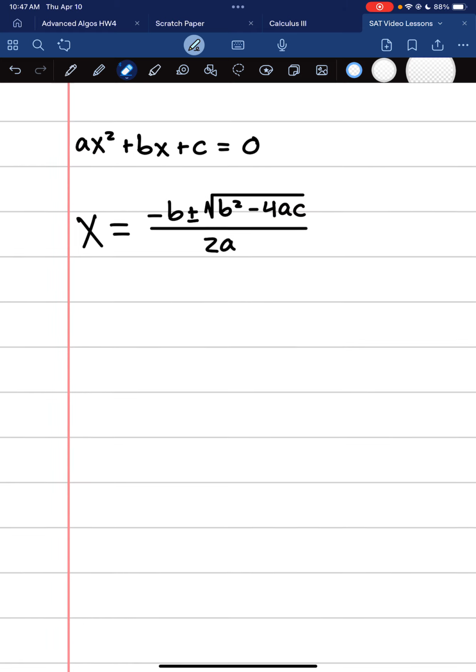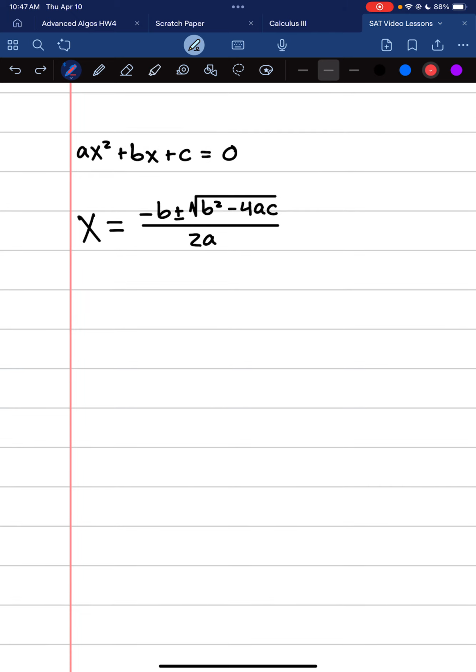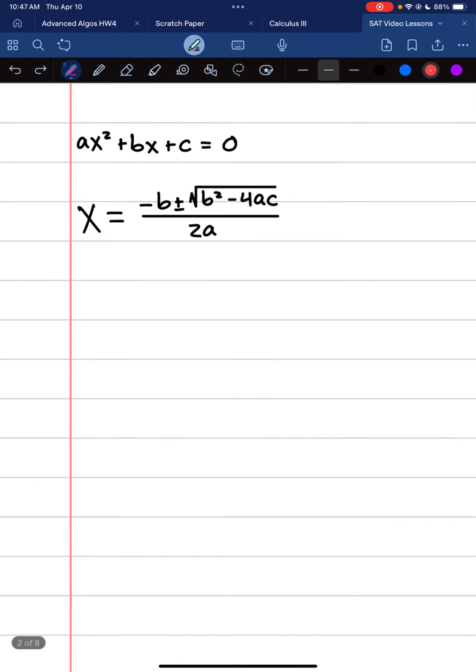Now let's look at the quadratic formula. You'll have it on your formula sheet on the SAT, and here it is. It's negative b plus or minus the square root of b squared minus 4ac, all over 2a, and a, b, and c again are just going to come from your quadratic equation.